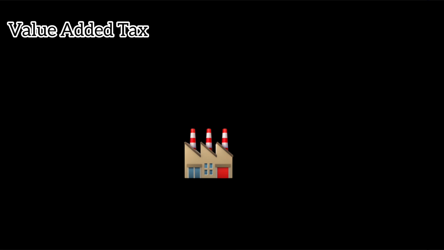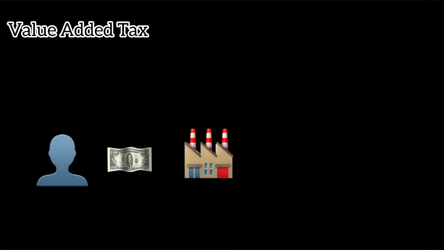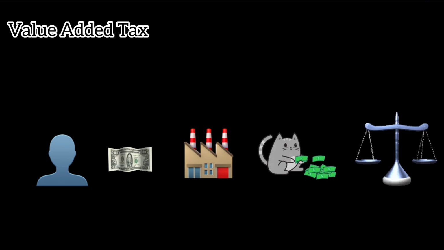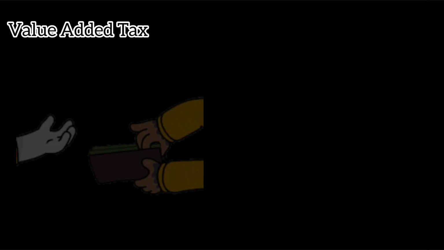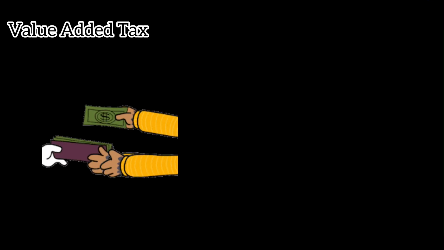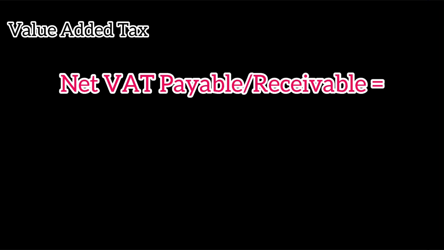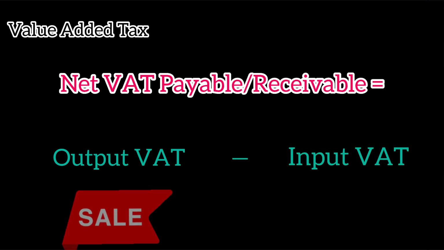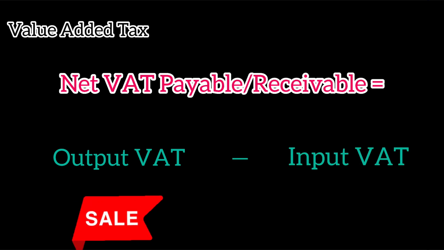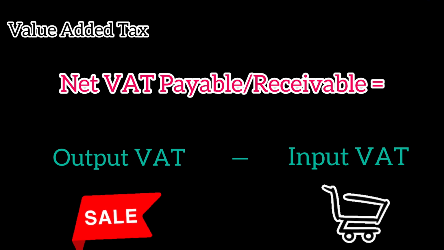A business will collect the VAT from customers while making the sales on behalf of the government and will pay it to the government. Similarly, the business can claim back the VAT which they have already paid to the suppliers while making purchases. So, the net VAT payable or receivable will be the VAT that they have collected from customers while making sales, that is the output VAT, minus the VAT that they have already paid to the suppliers while making the purchases, that is the input VAT.